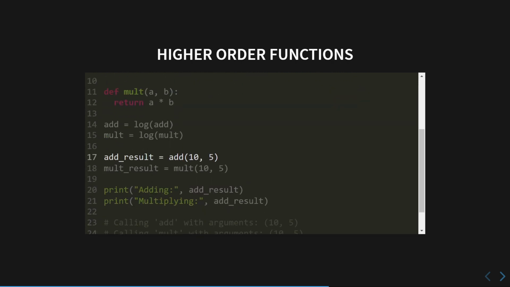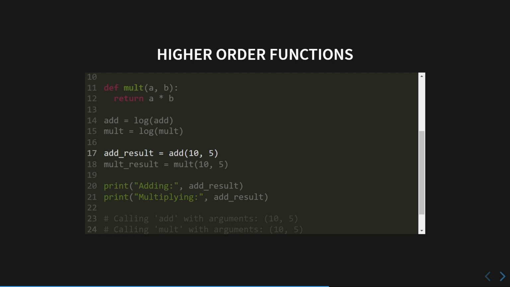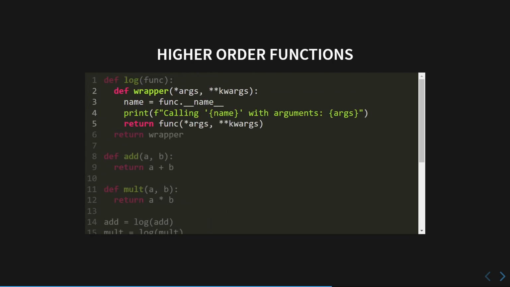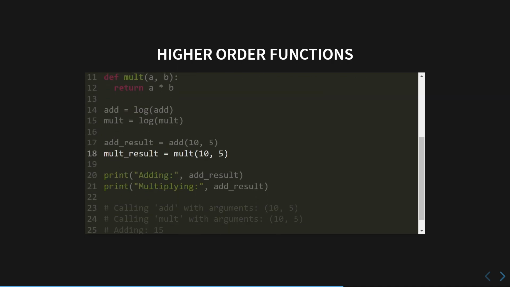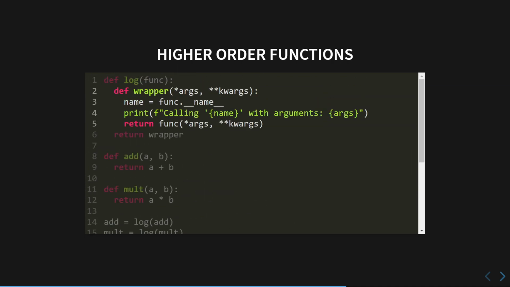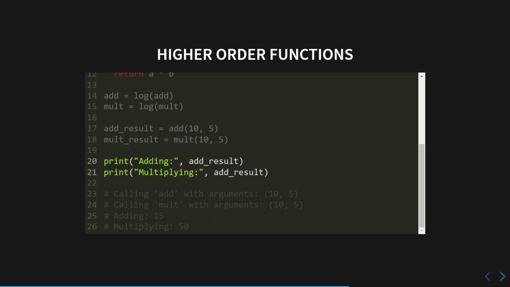Return the wrapper, assign it to mult, and now whenever we invoke add, so we call it like so, it starts to invoke this wrapper. So we get the name of the function, which in this case will be add. We say calling add with the arguments like 5 and 10, and then we return the result of calling add with the arguments that were supplied. And we do the same for mult here, and I won't go through it again. And all we do here is print the results.